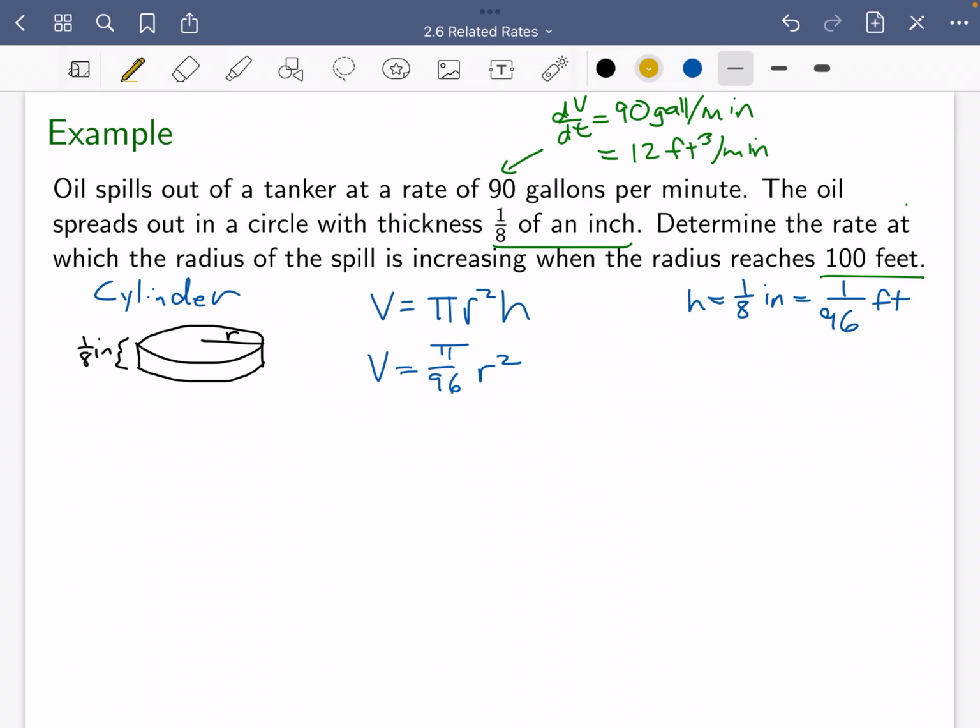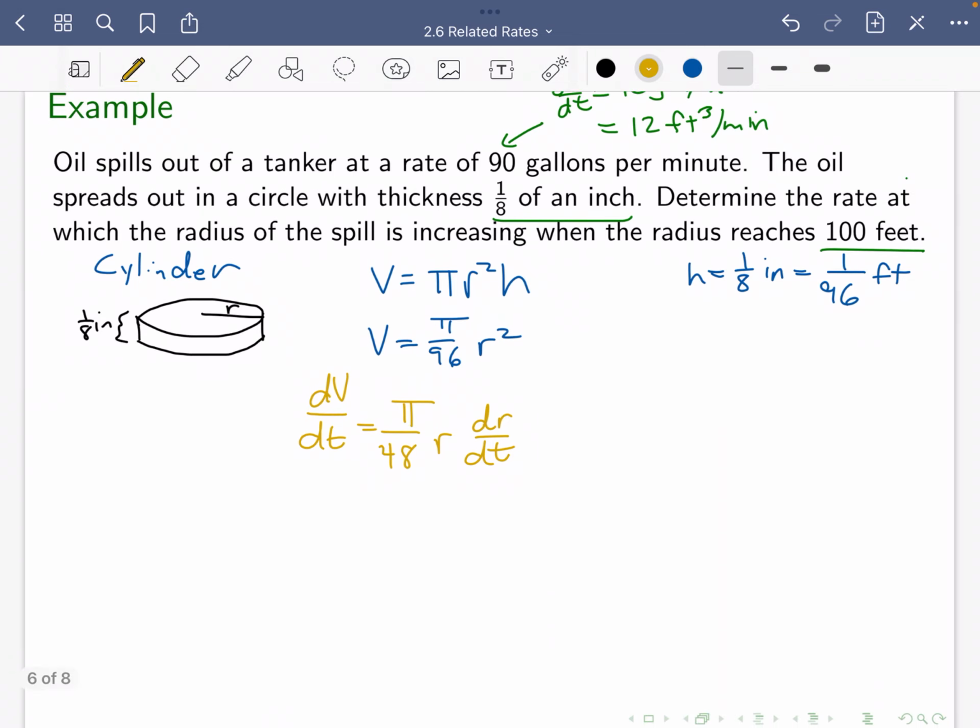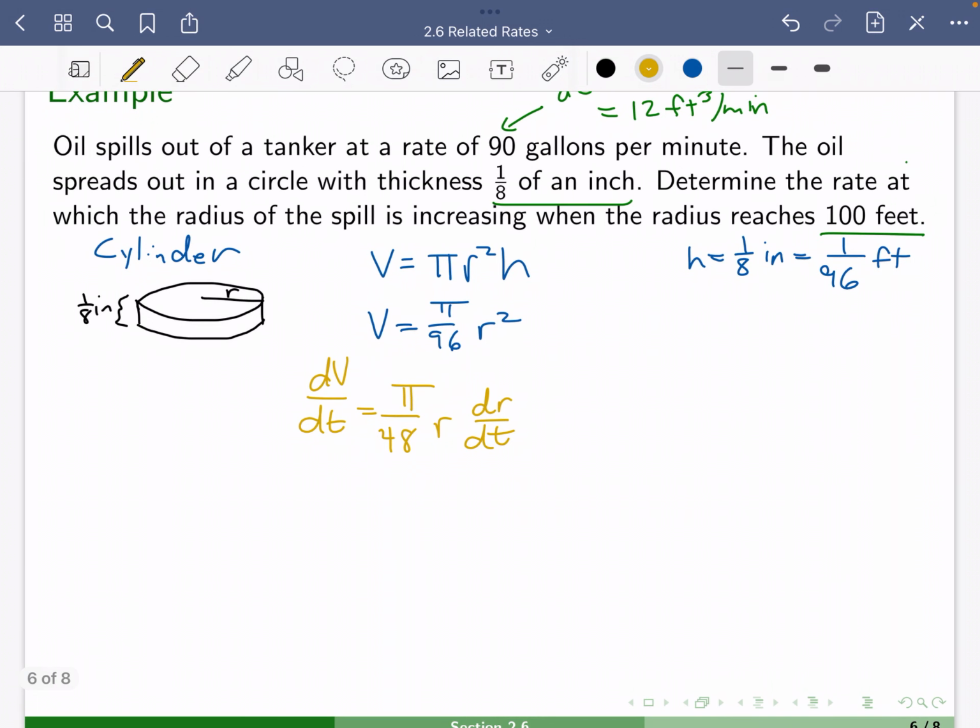Great. So now, what are we going to do with this? Now we're going to take the derivative of both sides with respect to time. dV/dt is equal to pi over 48 r dr/dt. It became pi over 48. We brought the 2 down from the r. 2 over 96 is 1/48. And now we have that derivative.